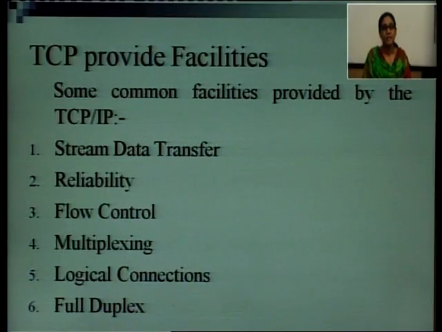Now, some facilities are provided by TCP/IP, and that's why we use TCP/IP. Some common facilities provided by TCP/IP are, first, stream data transfer, then reliability, flow control, multiplexing, logical connections and full duplex. Now I'm explaining these facilities one by one.